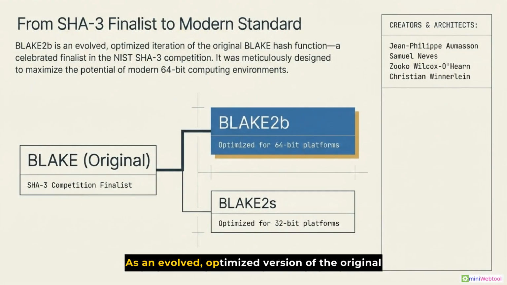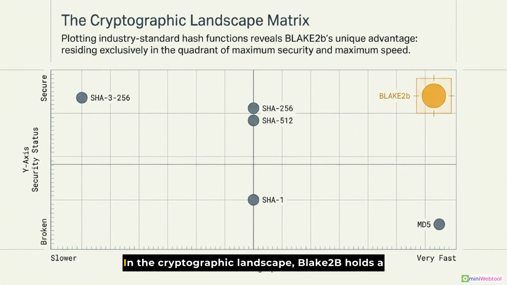As an evolved, optimized version of the original Blake hash function and an SHA-3 finalist, BLAKE2b is a modern standard optimized for 64-bit platforms, while BLAKE2s targets 32-bit platforms. In the cryptographic landscape, BLAKE2b holds a unique position. It is the only industry-standard hash function residing exclusively in the quadrant of maximum security and maximum speed.